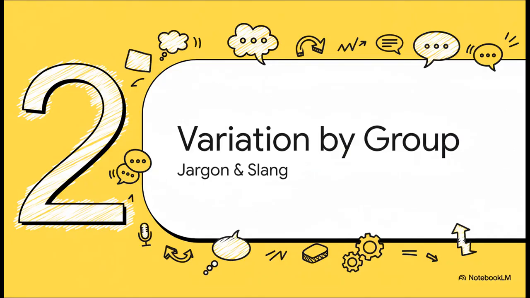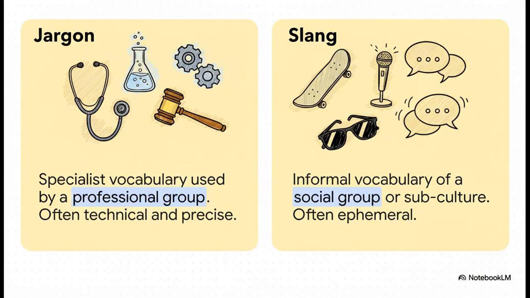Okay, so we've covered place. Now let's build on that and shift from geography to the social groups we belong to. And this is where we get into some really interesting stuff: jargon and slang. Now, it is vital that you can tell these two apart. They do very different things.